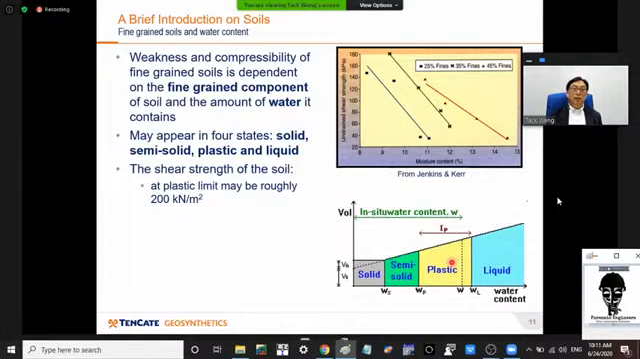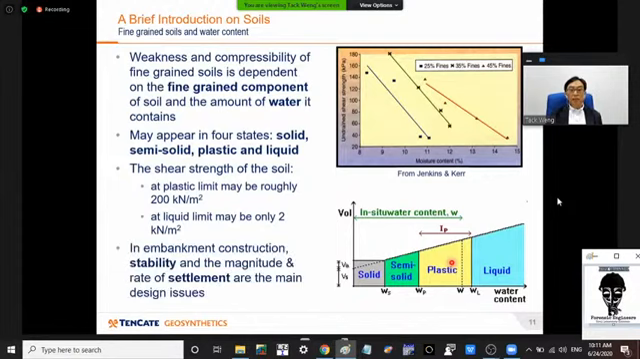To give you an example, at the plastic limit, that soil may have about 20 kilonewton per meter squared in undrained shear strength. But when the moisture content increases to the liquid limit, they are actually more like fluid, and the undrained shear strength can be as low as 2 kilonewton per meter squared.